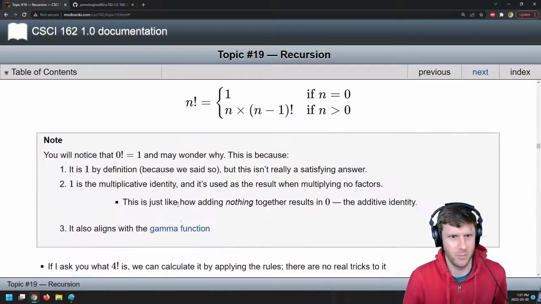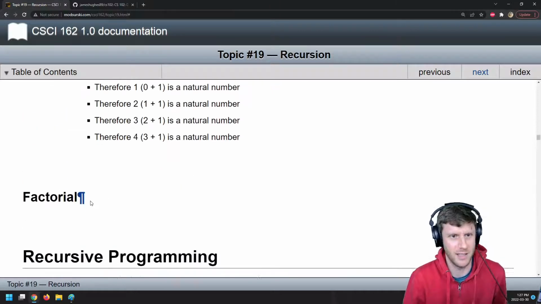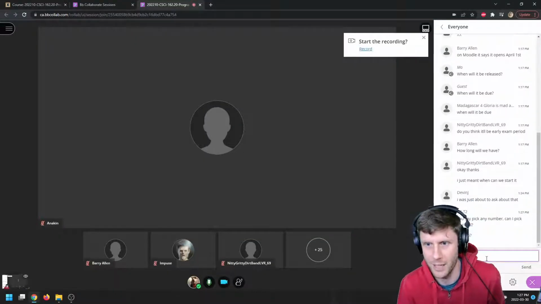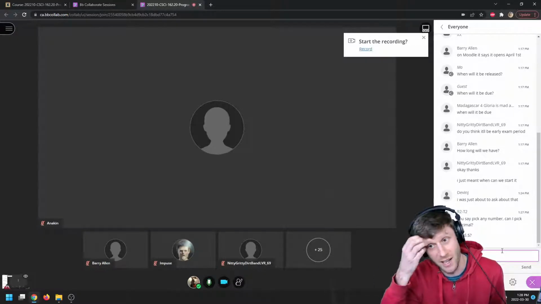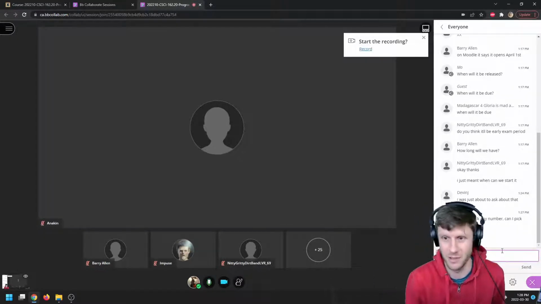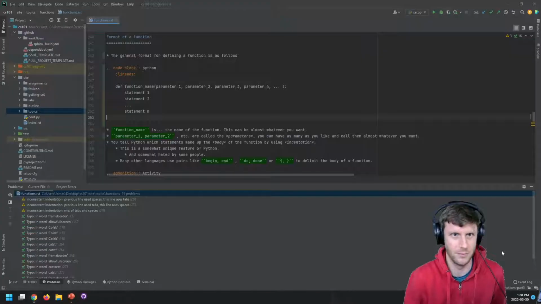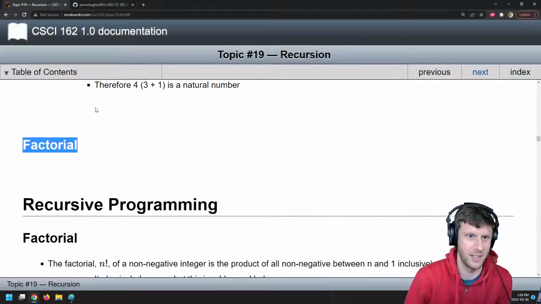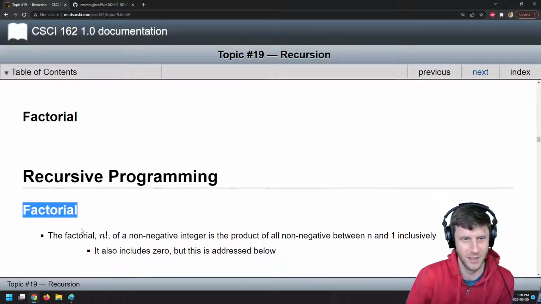Factorial, recursive programming. What? I feel like this is also a bug. This shouldn't be there. I heard a boop. You say pick any number. Can I pick a decimal? Well, no, because that's not a natural number. We're talking about natural numbers right now. Here's another bug. We've got this floating section that shouldn't be here because it starts here.